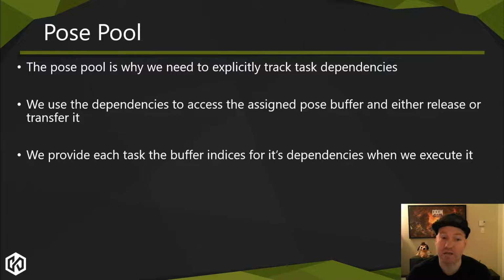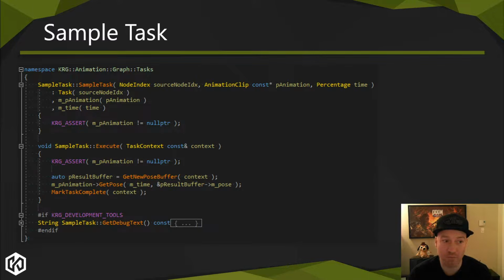And you will think that, okay, this must be kind of crazy and kind of complex on how to build this. But it's actually ridiculously simple. So for example, this is a sample task. That's literally the whole task. We basically do the execute, which says, give me a pose buffer. And then we say animation, give me the pose, stick it in that buffer. There is your sample. A blend, that one, right?